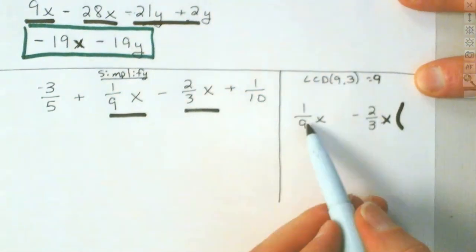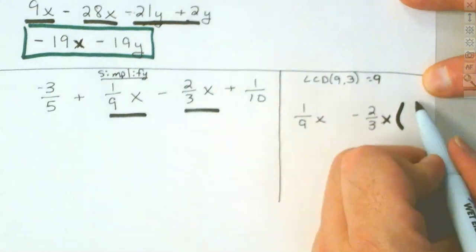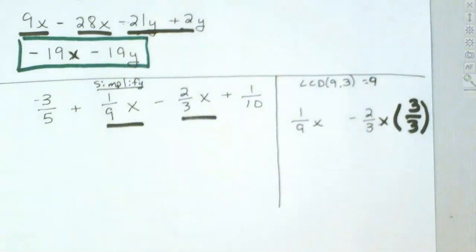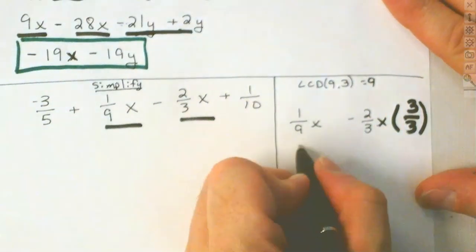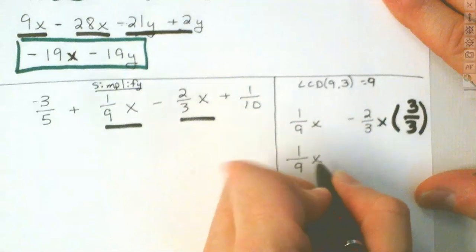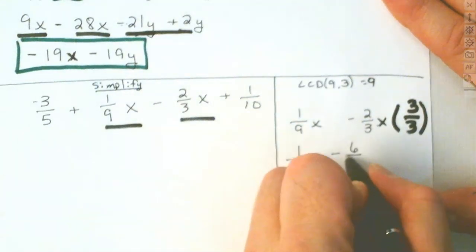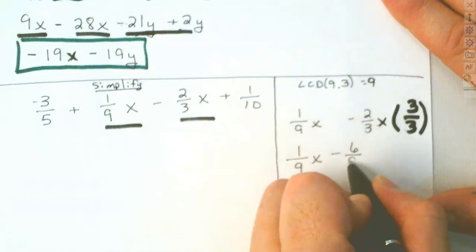Well, we need a 9 down below. This one has a 3. So we're going to use a 3 over what? 3 over 3. What does that now leave me with? That leaves me with 1/9 x minus 2 times 3 is a 6. 3 times 3 is a 9x.